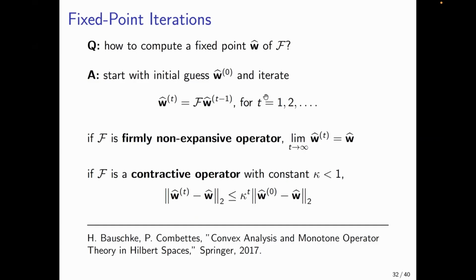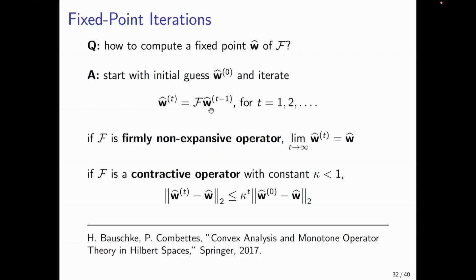So how do you find the fixed point of an operator? Well, if you are lucky and this operator has nice properties, in particular, it's what we call a firmly non-expansive operator, or even better, if it's a contractive operator. You will hear more about these notions in next week's lectures. If this operator has nice properties, so it shrinks the difference to the fixed point in every iteration, so to say, then you just repeat the operator. You have an iterative algorithm.